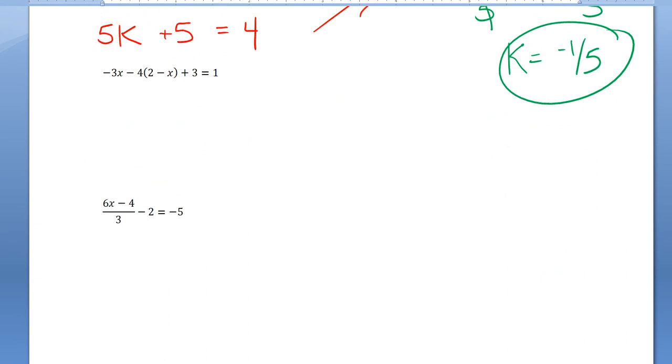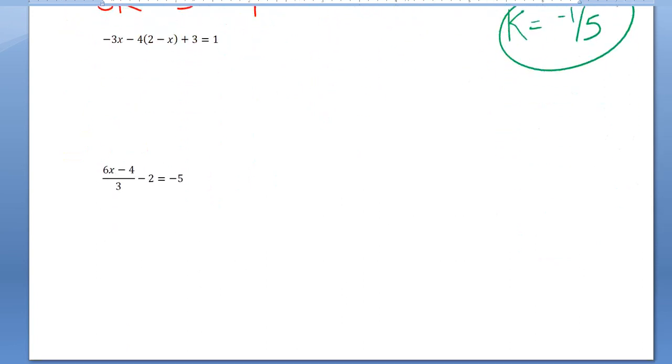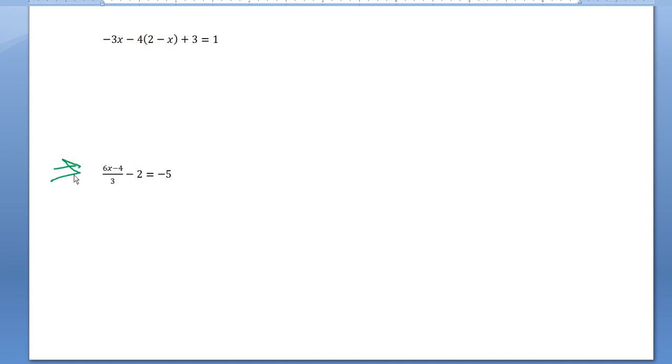I'm going to skip. This next problem is very much like the two above it. I'm just going to give you this very last example here. Right here. That's the one we're going to work on.